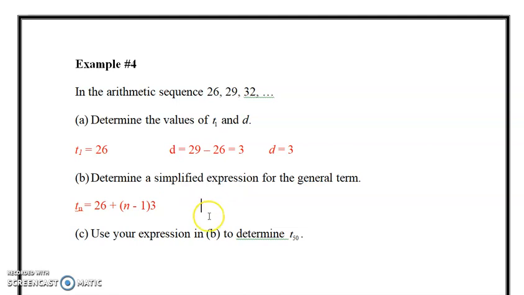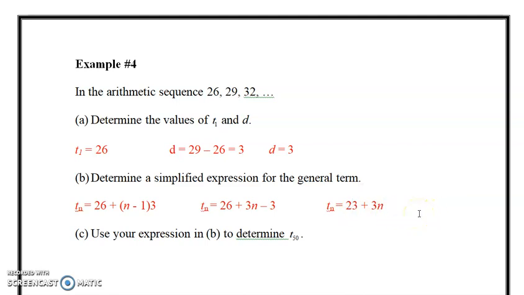So we can simplify that by using the distributive property to multiply 3 by n minus 1. So we get, I'm going to recopy this, and multiply 3 by the n, so that will give us 3n, and 1 times 3 will give us 3. So we end up with this, which simplifies to 23, because we take the 26, subtract the 3, so it would be 23 plus 3n.